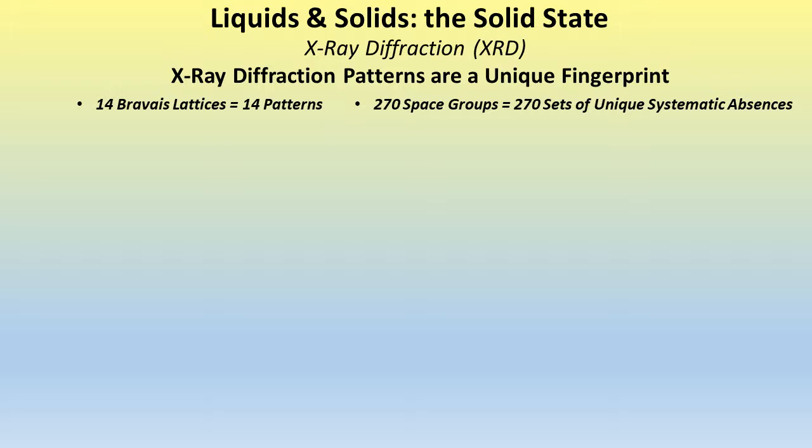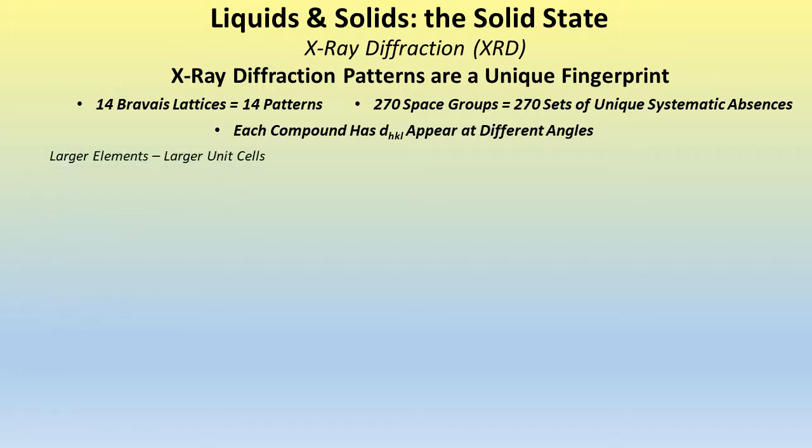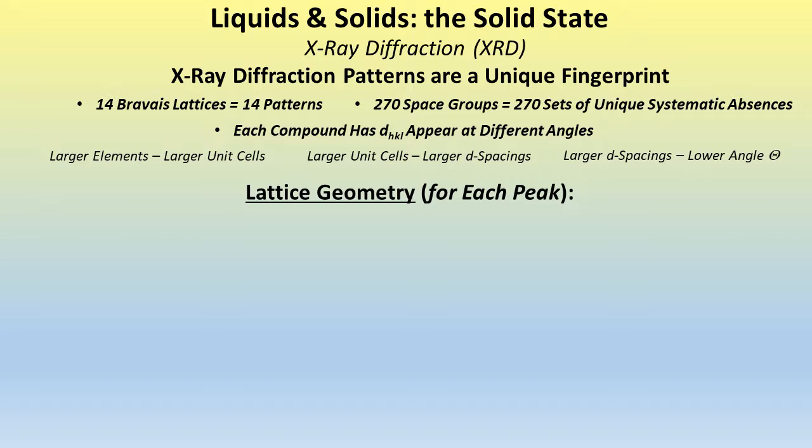Each compound, however, has dHKL that appear at different angles. This is because larger elements will produce a larger unit cell. Larger unit cells have larger d spacings for the same Bravais lattice. Larger d spacings appear at lower angles. The lattice geometry can therefore be calculated for each peak as follows.